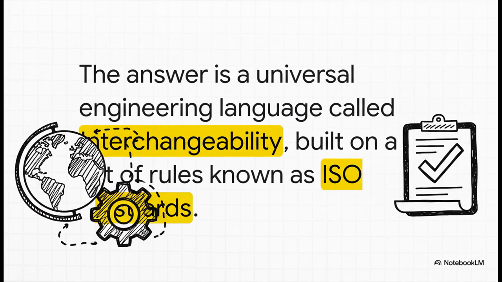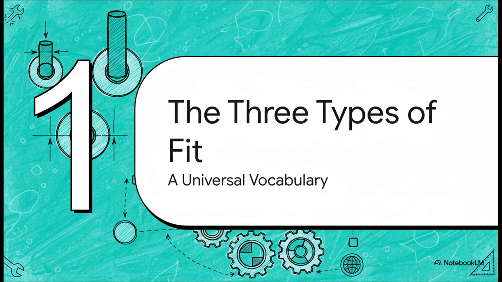The secret is this universal engineering language called interchangeability. It's built on a set of rules from the International Organization for Standardization, or ISO. Basically, this system makes sure that no matter where a part is made, it's going to fit its counterpart just like it's supposed to. And to really get this language, we need to start with its most basic vocabulary: the 3 types of fit.